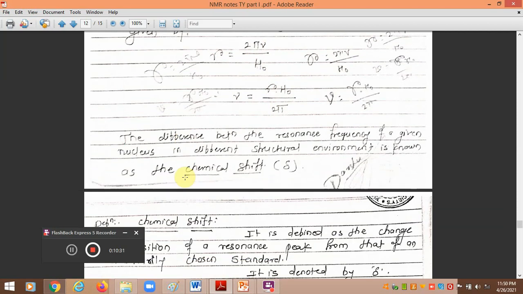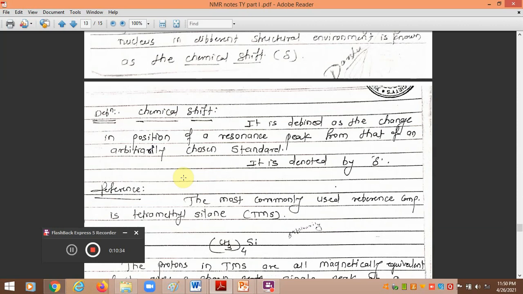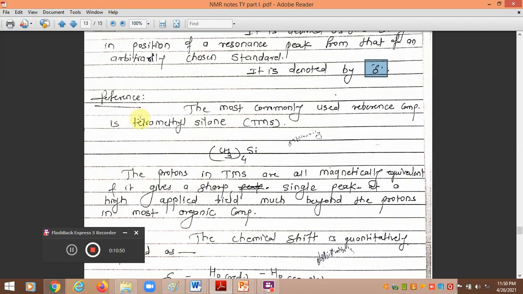It is defined as the change in the position of the resonance peak from that of some arbitrarily chosen standard or reference molecule, and it is always denoted by delta. The most commonly used reference molecule in NMR spectra is known as tetramethylsilane, with which the delta values of all other protons of the other molecules are compared. Tetramethylsilane has protons which are magnetically equivalent, and that's why it gives rise to a single sharp peak at the high applied magnetic field.